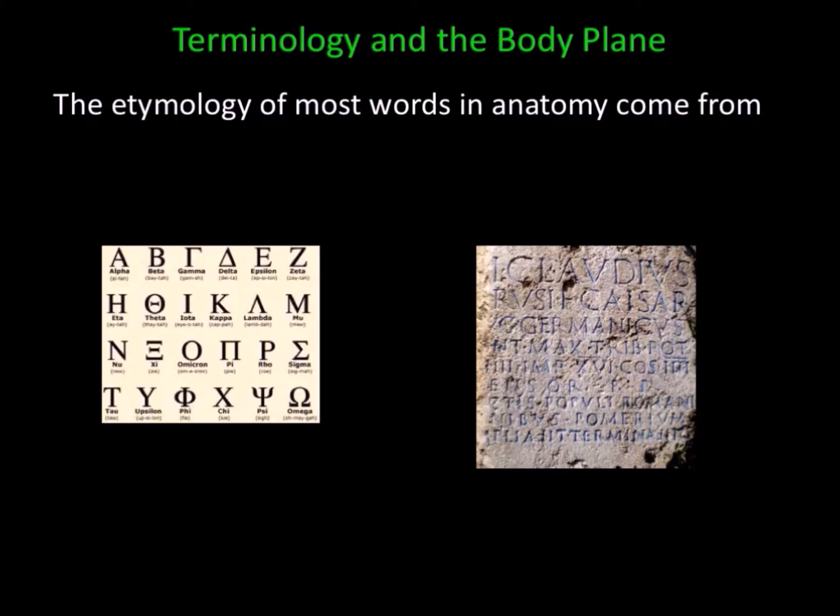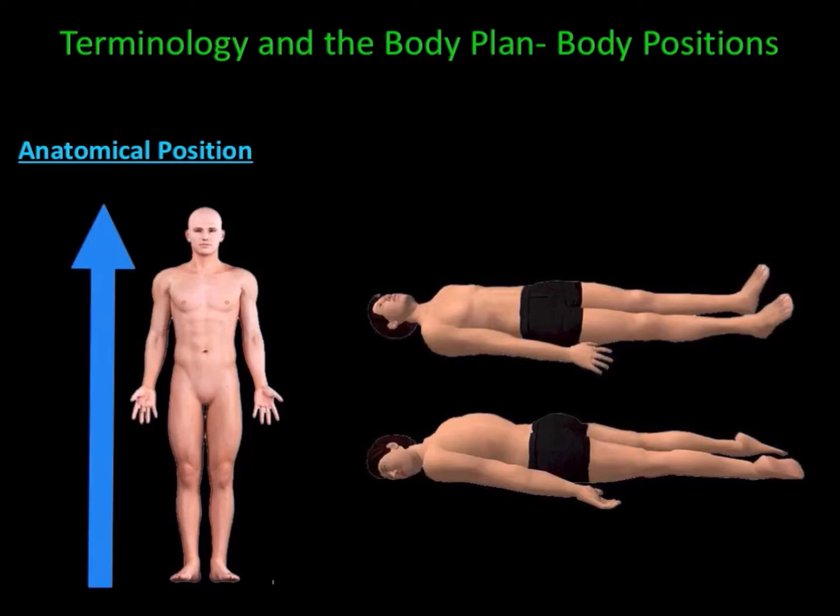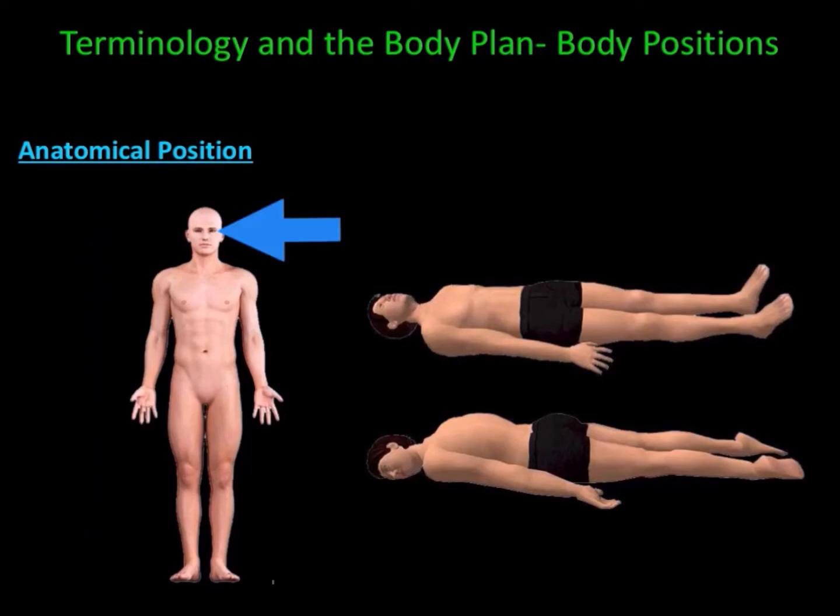In this lecture, we're going to go over directional terms that are used in anatomy and physiology. The etymology or origins of words in anatomy come from Latin or Greek. The first term that we are going to discuss is anatomical position. Anatomical position, by definition, is standing erect, eyes forward, palms forward, and toes forward. The position of lying on your back is supine. The position of lying on your belly is prone.